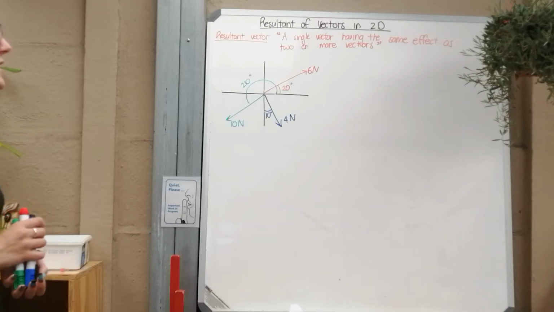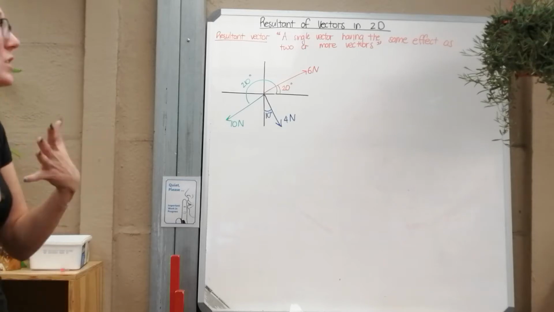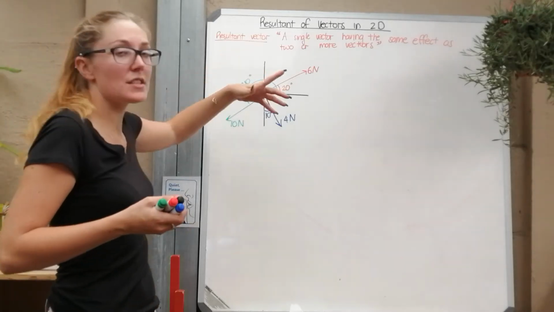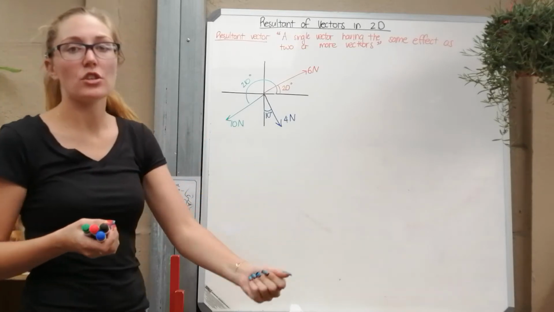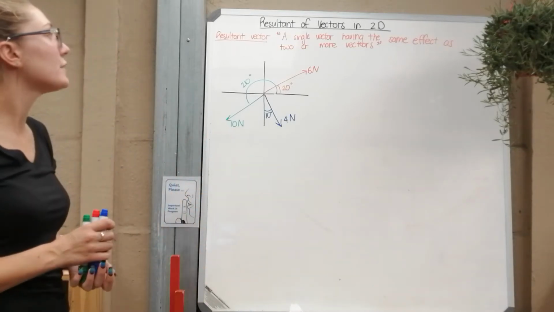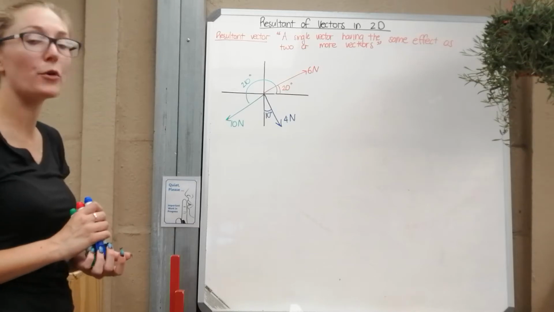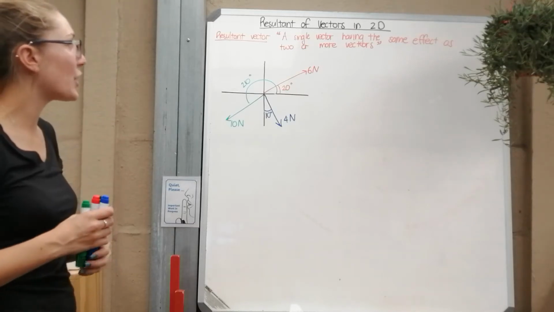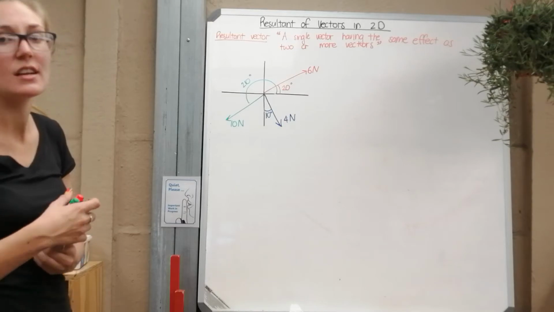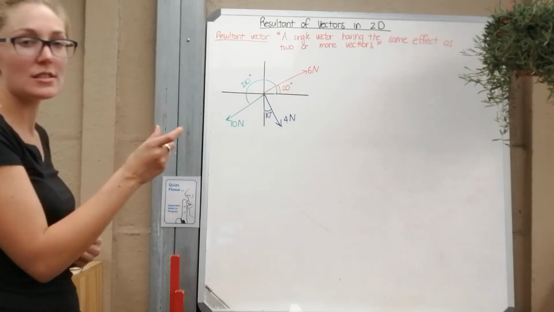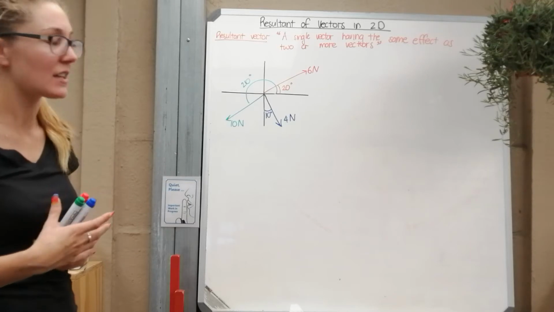Definition of resultant vector: it is a single vector having the same effect as two or more vectors. Or you can substitute the word vector for any physical quantity that is a vector. So for example, if they ask for the definition of resultant force, you'll say a single force having the same effect as two or more forces. Or if they ask for acceleration, a single acceleration having the same effect as two or more accelerations, etc. Okay, so that word vector you can substitute with any physical quantity that is a vector.